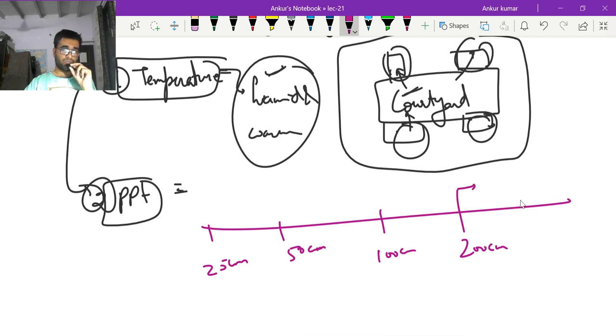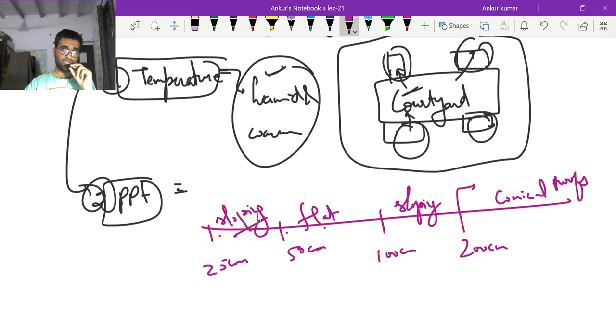Areas where the rainfall is more than 200 centimeter, the houses are generally made with conical roofs. Between 100 and 200 centimeter, the houses have sloping roofs. 50 to 100 centimeter, flat roofs, and 25 to 50 centimeter, again sloping roofs. So you see how the rainfall affects the type of roof found in the houses of different regions.